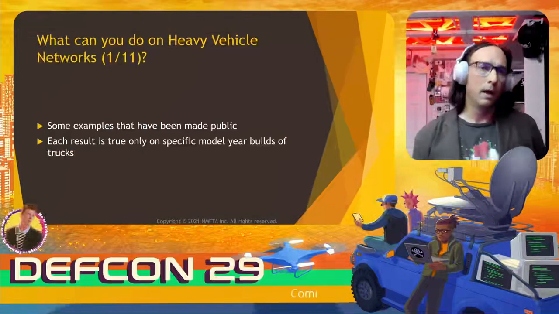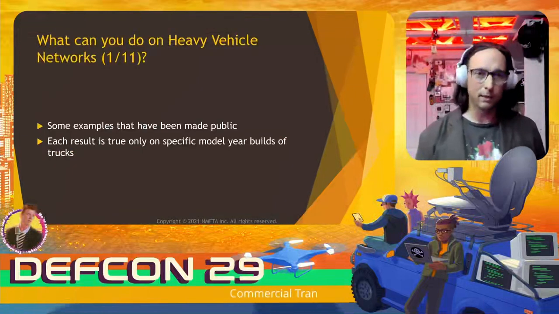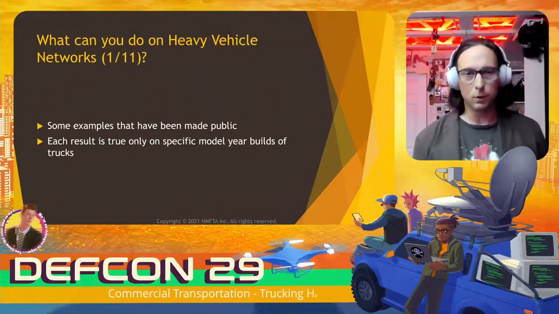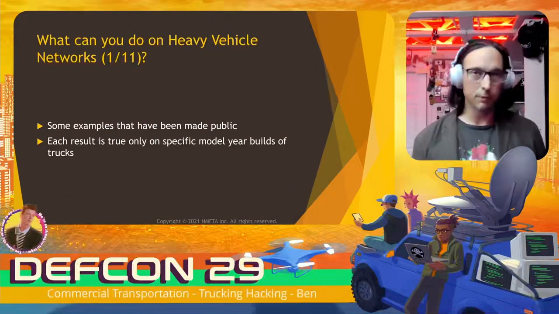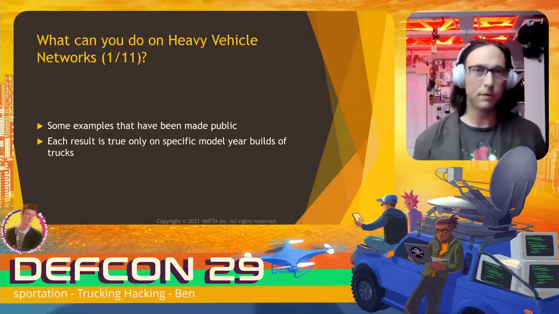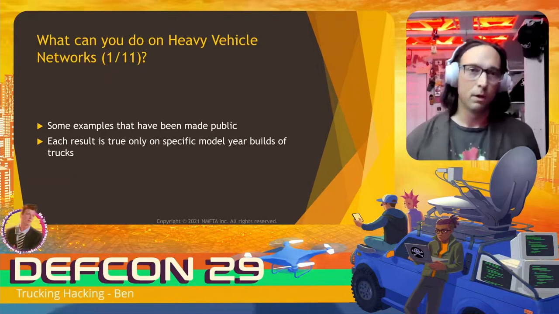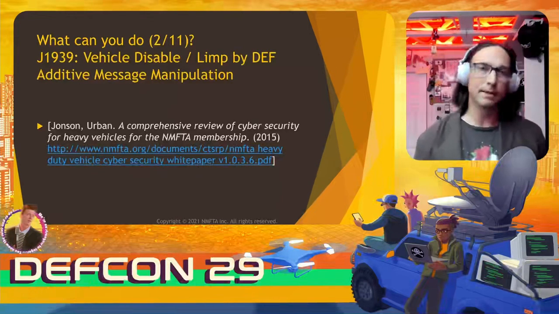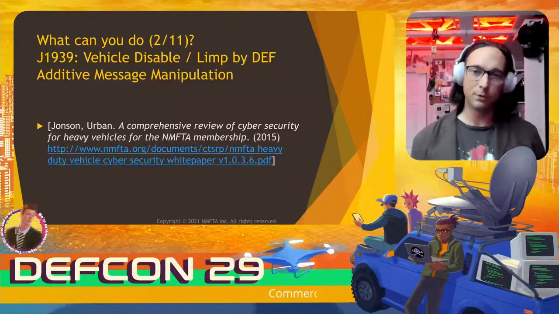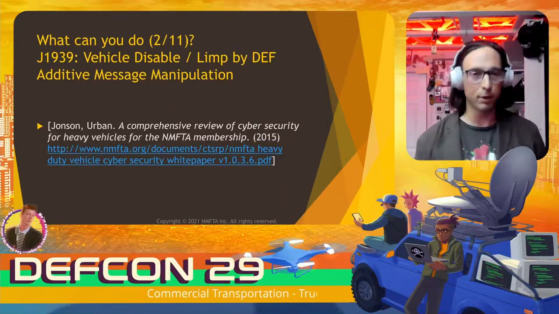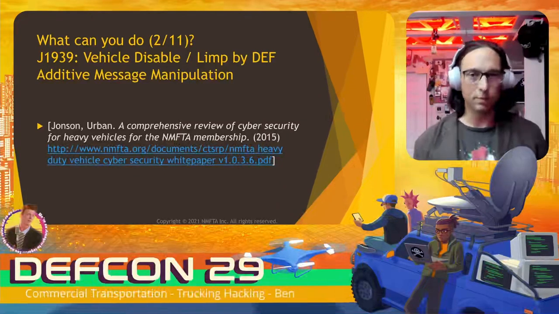So let's talk about some of the public attacks in the literature. We'll talk about 10. Each result is true only on a specific model or year of a particular truck, so your mileage may vary, but they're worth testing if you have access to a truck. First up is vehicle disable or limp by DEF, D-E-F, additive message manipulation. So the DEF is the additive that's added to diesel to make it burn cleaner. So Urban Johnson back in 2015 proposed this.